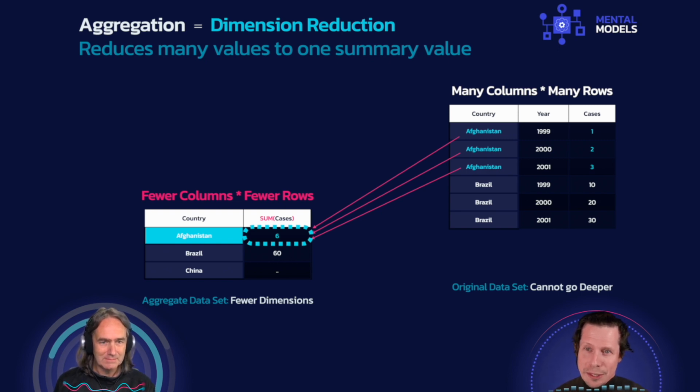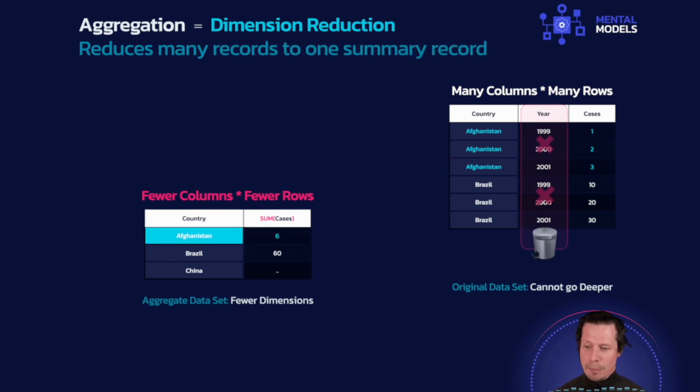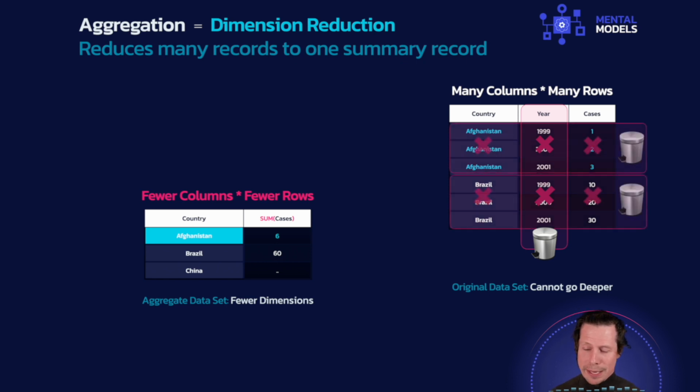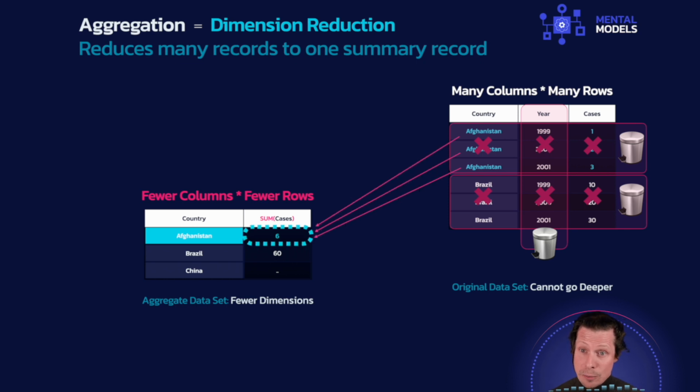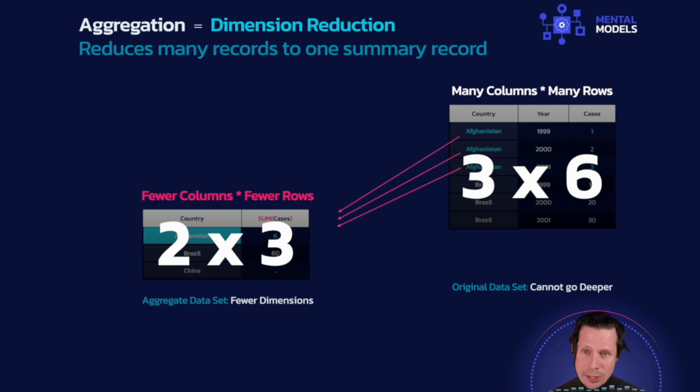So physically, what's happening is we're removing, in this simple example, the year dimension, and by doing that, we're reducing the granularity of this aggregate result set by eliminating that column. If the underlying data is tidy, which we have a whole mental model on tidy data, then we're reducing the number of records in that original data set, and we're really summarizing this thing down from what was previously a 3 by 6 table, now down to a 2 by 3 table.